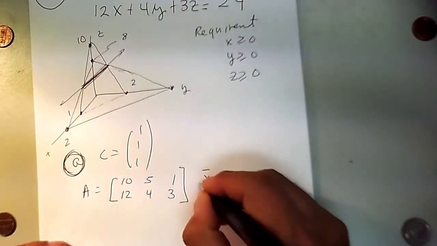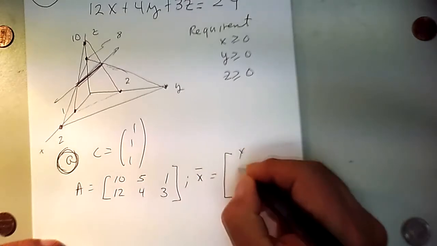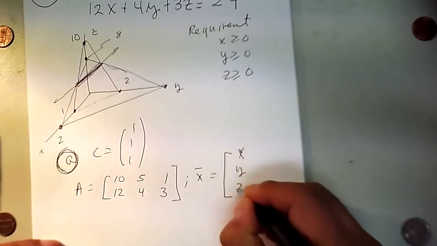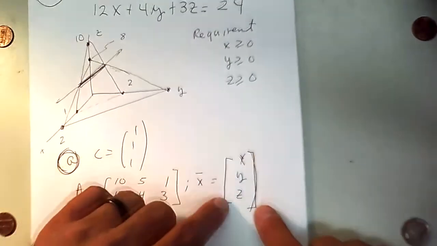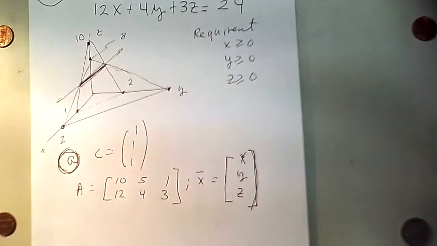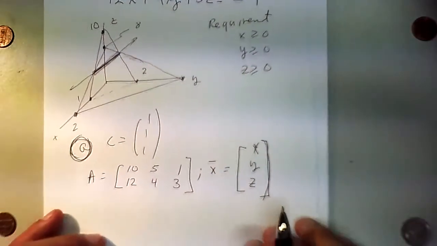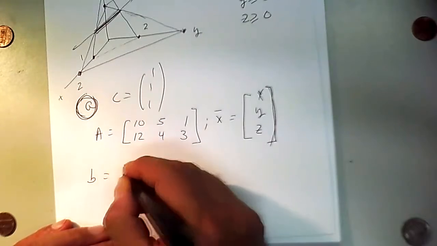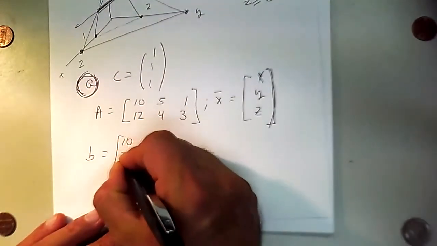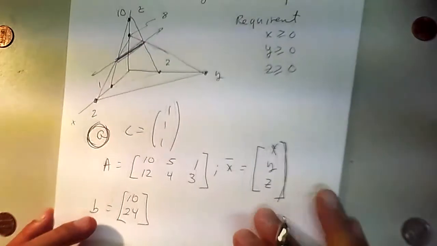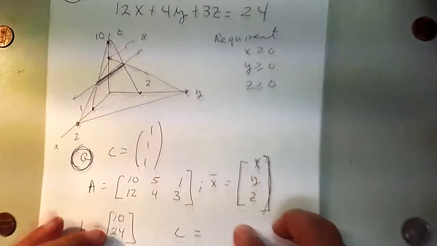The X vector is going to be X, Y, Z. It doesn't matter whether I use round parentheses or square brackets. It's the same thing. The vector B is just the 10 and the 24. And the cost vector is 1, 1, 1.